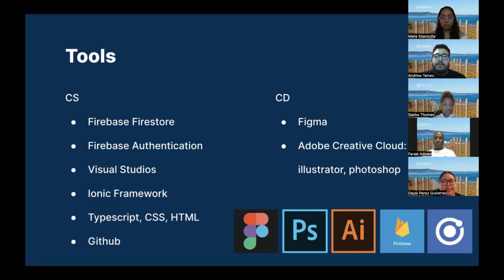For CD, we use Figma for the user interface and the prototype. And then for the rest of the stuff, we use Adobe Creative Cloud. We use XD for the early wireframing. For vectors, we use Adobe Illustrator. And for photo manipulation and mockups, we used Adobe Photoshop.